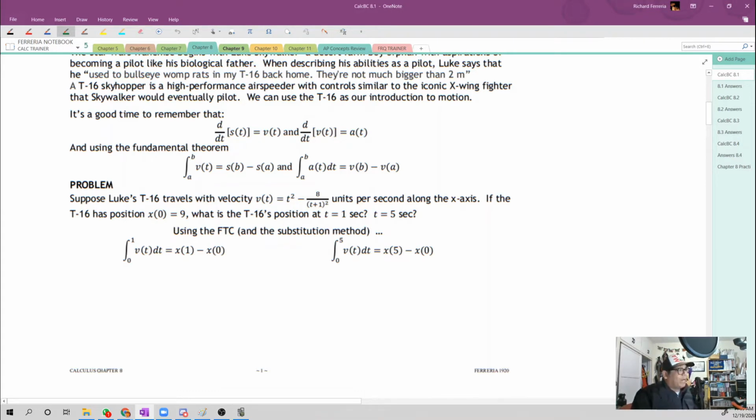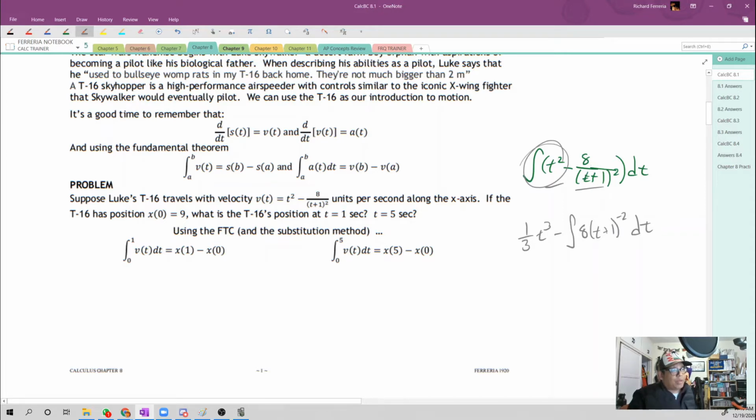Let's figure out our antiderivative first. We're going to find the antiderivative of t squared minus 8 over (t plus 1) squared dt. Handwriting is looking pretty bad right now. Okay, we see two terms here. The first term is pretty easy: that's 1/3 t cubed. But the second term is going to require a little more. Let's rewrite that as 8 times (t plus 1) to the negative 2 power dt, and use the u substitution for this.